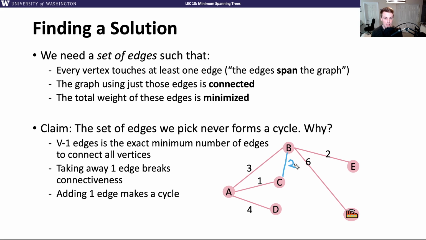that would form a cycle which would increase the cost of our solution because all the edges have positive edge weights, but it didn't further connect the graph. It was already connected. We just added an extra edge for fun. And I would argue too that this is going to be true anytime you would create a cycle, that doesn't further connect the graph, right?